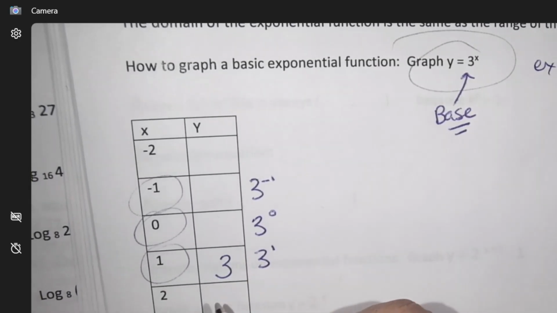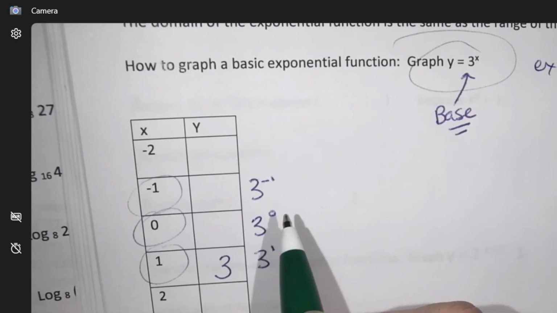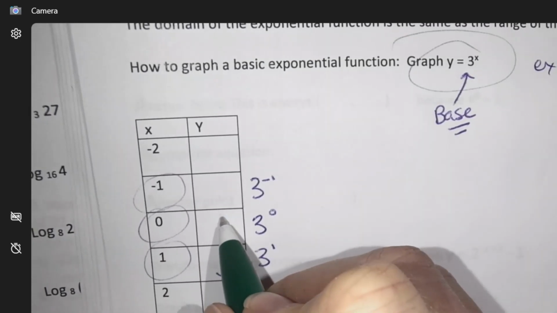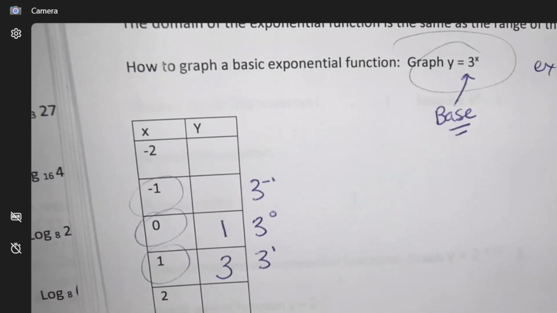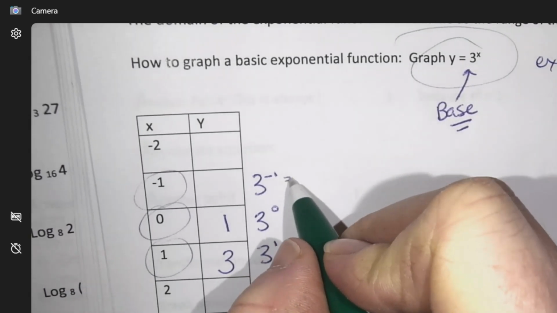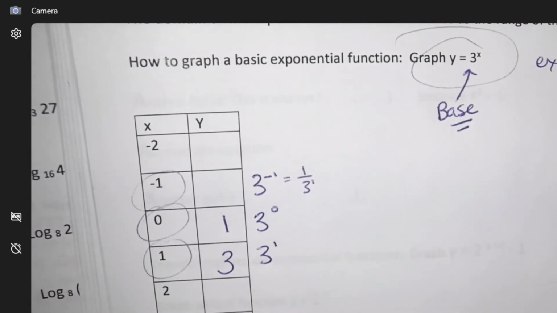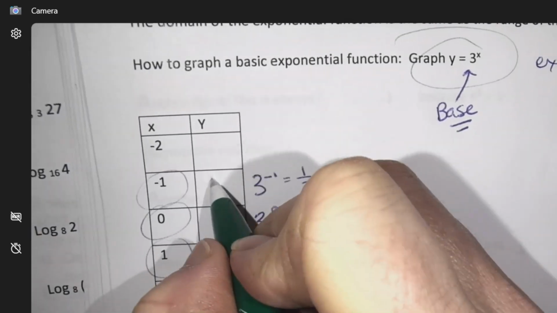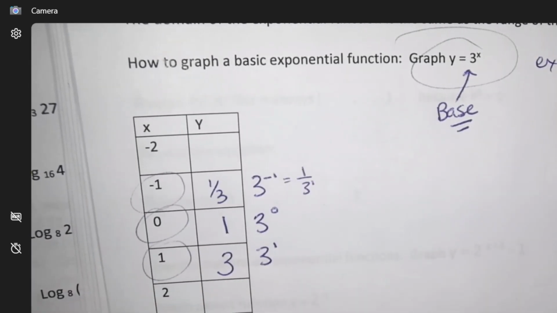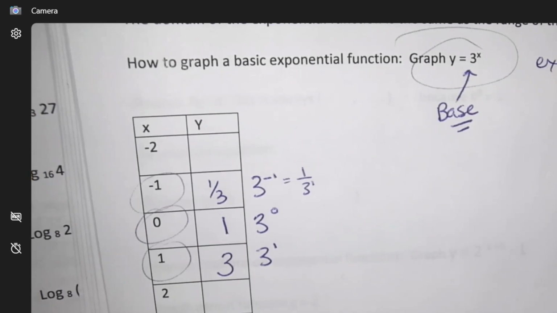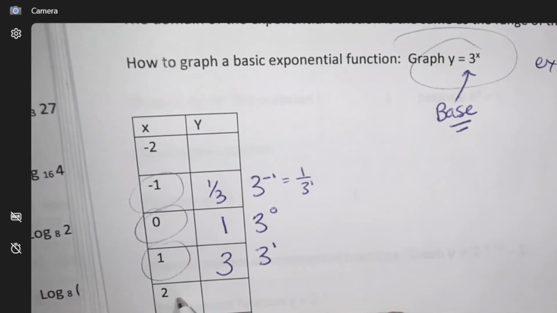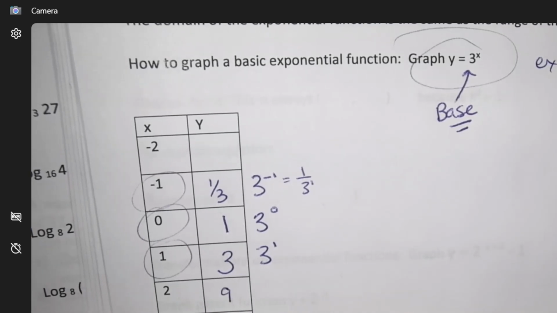Just 3. What is anything to the 0? 1. What does the negative exponent do? Do you remember that rule? 1 over. It makes it go down to the bottom, so 1/3. Those are the 3 kind of core points. If you wanted to keep going, you could. This would be 3 squared, 9, then 27.